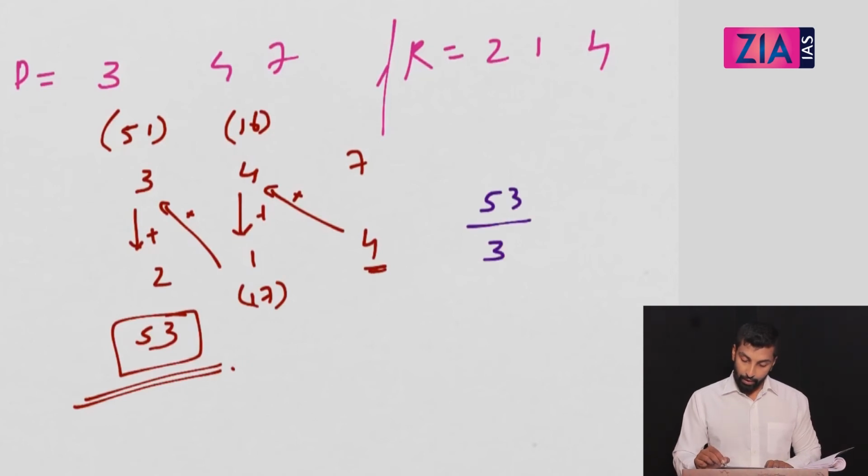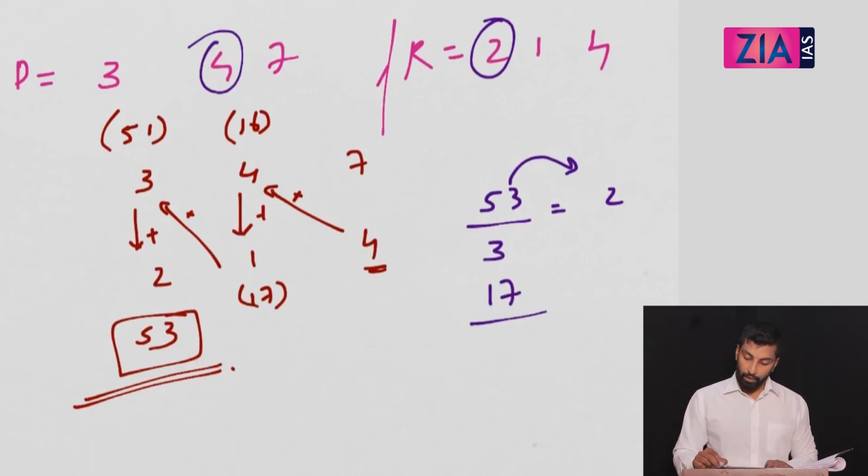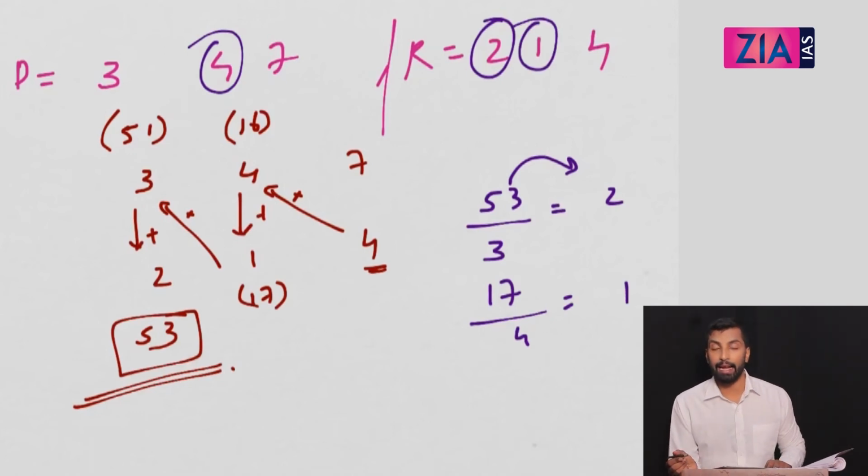Still, if you didn't understand this concept, what is this actually? 53 divided by 3. What is the remainder? 2. That's what this 2 is. What is the quotient here? 17, right? 17 into 3, 51. So 17 you divide by 4. What is the remainder? 1. And that's what this remainder is. But what is the quotient in that case?